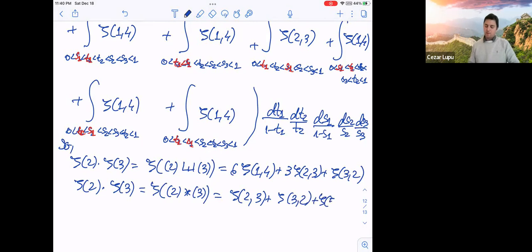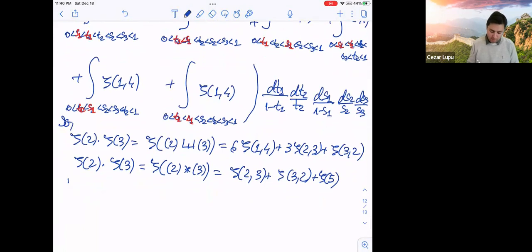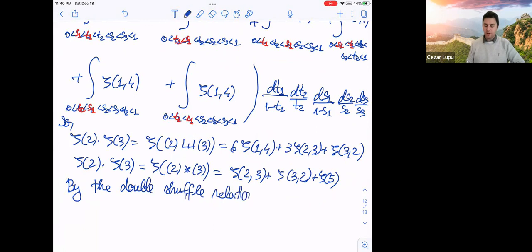Let me see. So again, we can play around, and by the double shuffle relations, we have that one. If we set this equal, we will have that double zeta of 2,3 plus 3 zeta of 1,4 is 1/2 zeta of 5. So we obtain these relations.